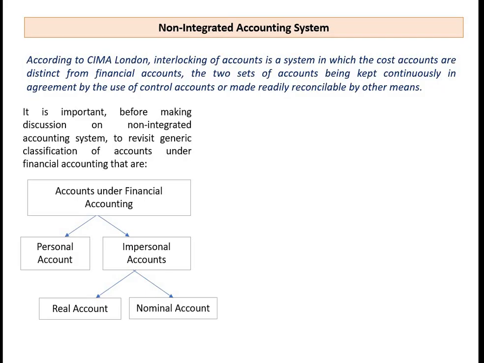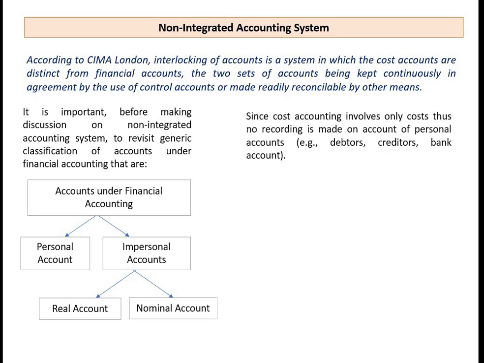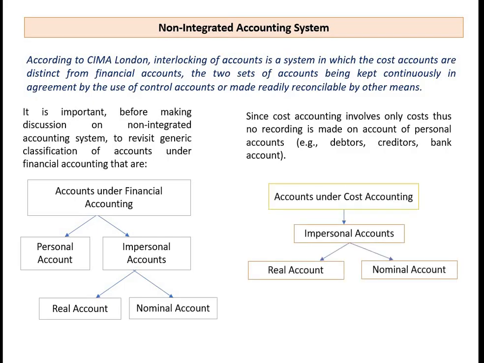I am not going to discuss the nature of these accounts. Since cost accounting involves cost, no recording is made on account of personal accounts. This is the first difference between financial accounting and the non-integrated accounting system. No personal account is involved in the non-integrated accounting system. That means accounts for debtors, creditors or bank account will not be opened under the non-integrated accounting system.